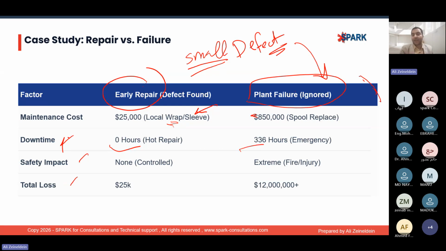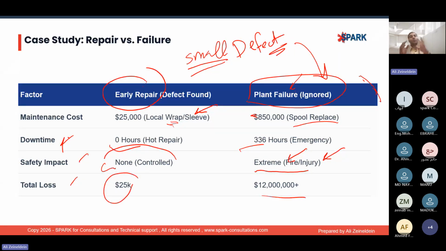Here, take emergency repair around 336 hours, stopping to repair or to cut and replace this spool. Safety impact: nothing here, under control, this activity, but here extremely. And sometimes this failure may be, if this is a gas pipeline or oil pipeline, unfortunately, leakage maybe appear in the form of fire, or sometimes injury for the people. Here, total cost, we can see the measure.